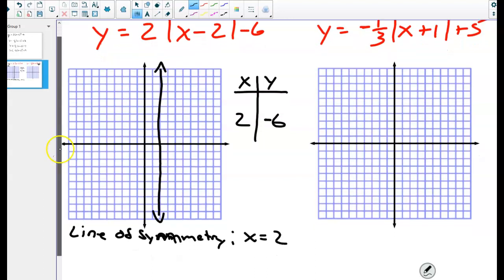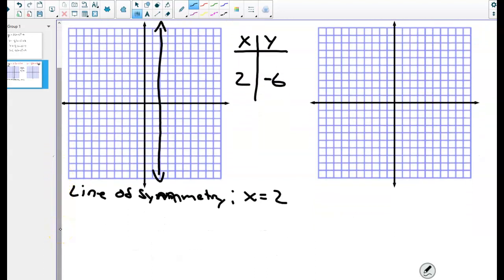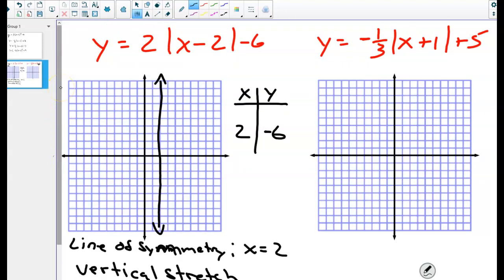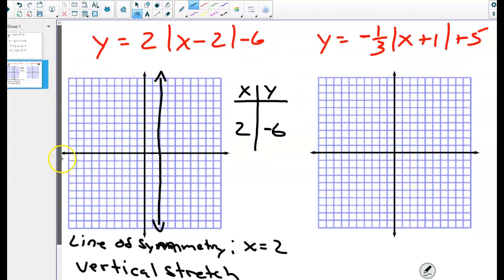My A value represents stretch and shrink. If the absolute value of the A value is greater than 1, in this case the A value is 2, so it's greater than 1, we have vertical stretch and horizontal shrink. And you always have the opposite. You never have vertical stretch, horizontal stretch, or vertical shrink, horizontal shrink. One is one, the other is the other. In this case, vertical stretch, horizontal shrink is you have that number whose absolute value is bigger than 1 in front of your absolute value. This 2 represents a vertical stretch and a horizontal shrink.